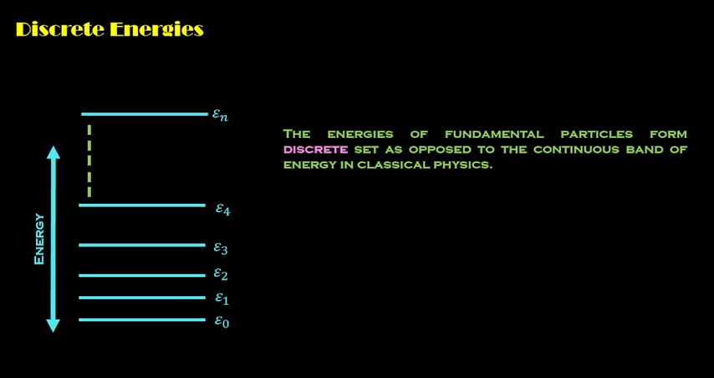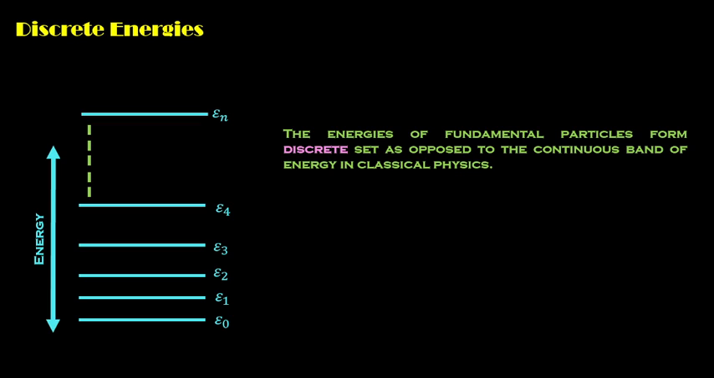Now why is it that classical mechanics says that the particles can have any energy, but these fundamental particles prefer to occupy certain energy states only and not the others? Why is this so? This is because there is a fundamental difference in the way these particles are assumed to be in classical mechanics and quantum mechanics. It is the quantum mechanical result that they occupy only certain energy states.